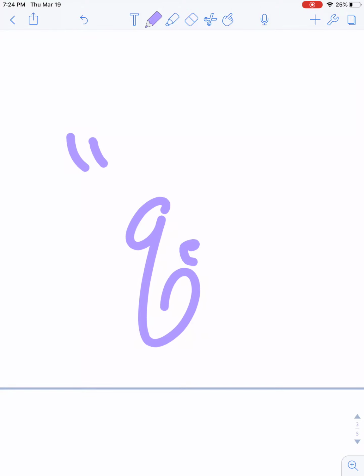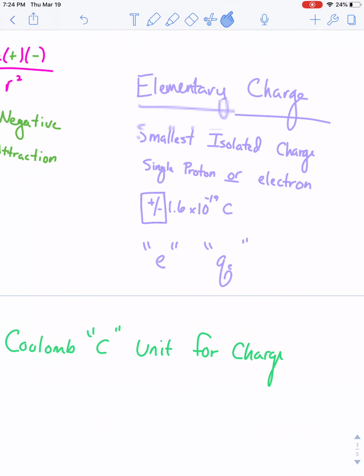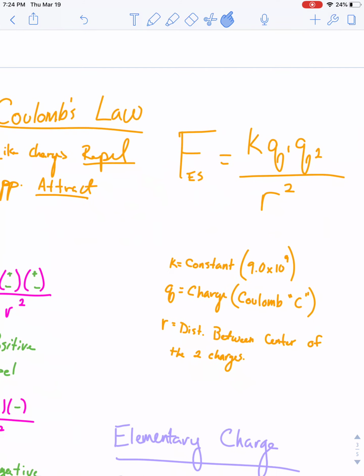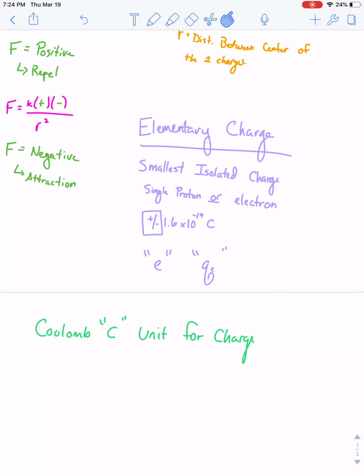The subscript E there indicates it's the elementary charge. Again, Q means charge. We kind of covered that right here. Q is going to be charge, and there's that Coulomb unit again. Or Q_E. Those are going to be the two symbols for the elementary charge. Coulomb, which is a capital C, is the unit for charge.